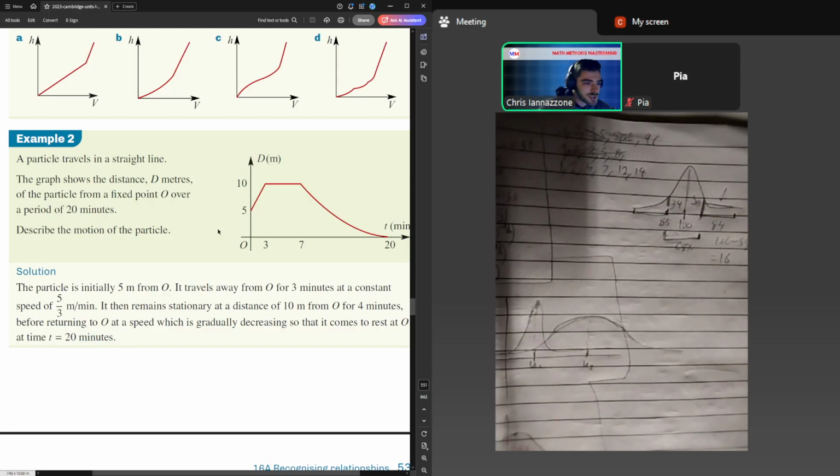As far as crafting your answer, you're pretty much just going to say started at displacement 5, ended at displacement 10 over a period of 3 minutes at an average speed of 5 over 3 meters per minute. So you would kind of just touch on time, displacement, velocity for each discrete section of the graph.